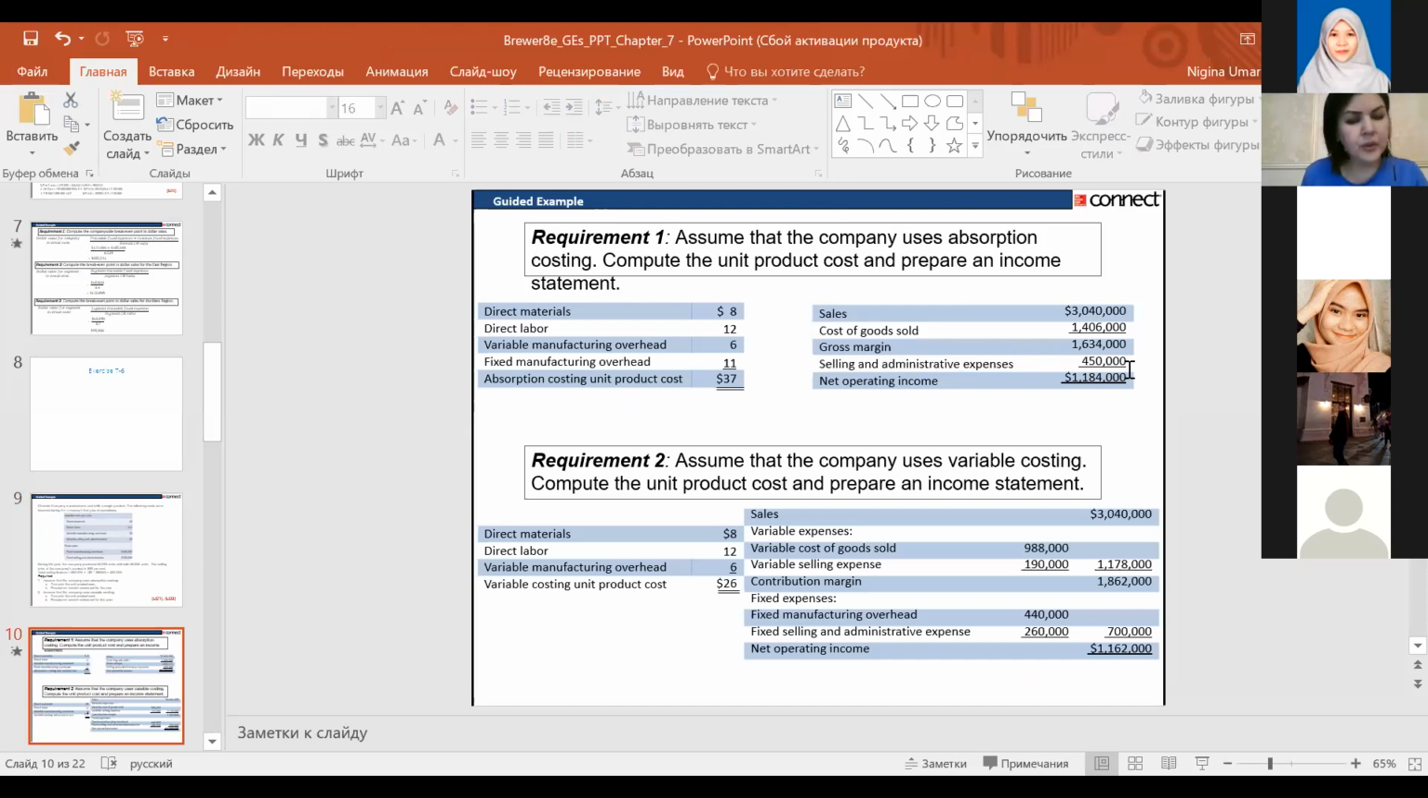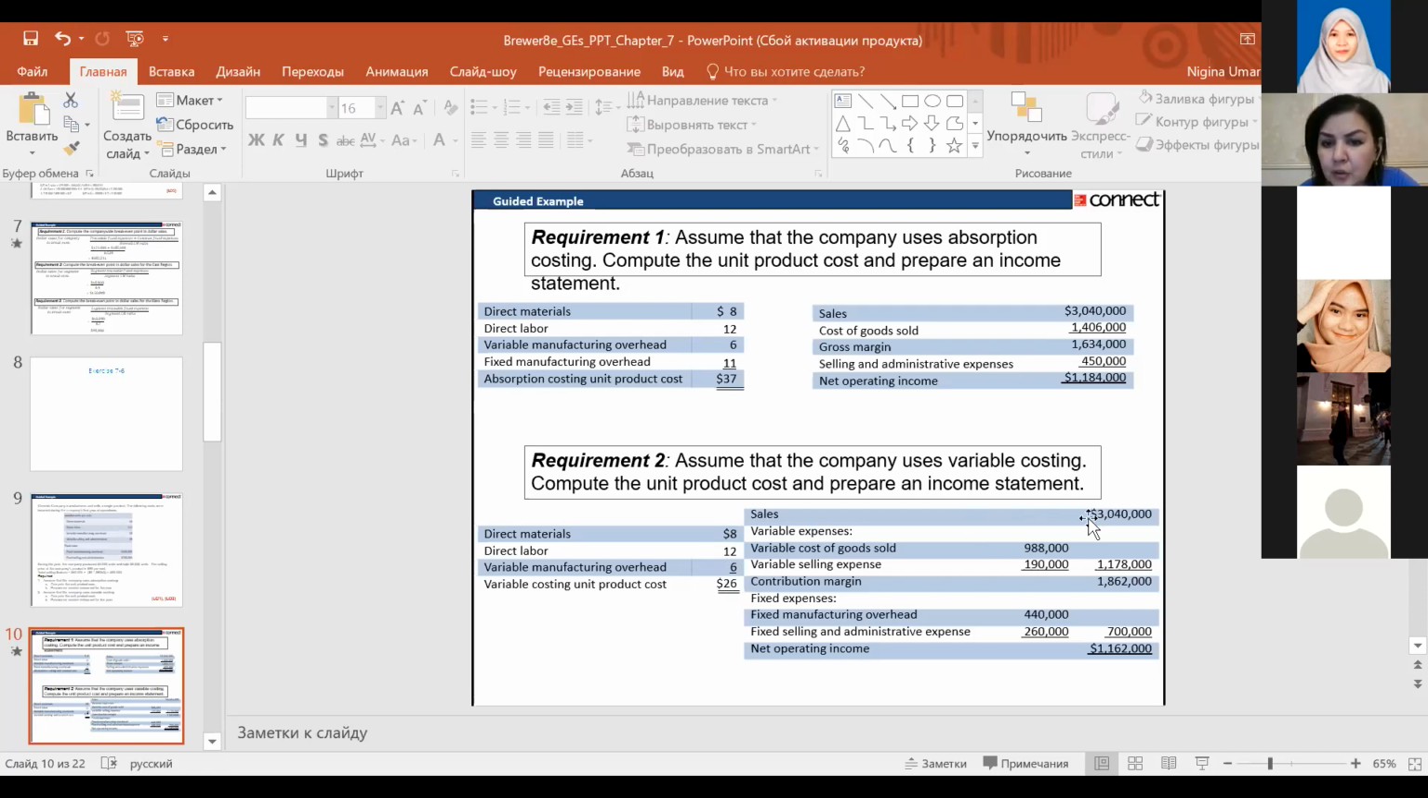And you see in absorption costing, selling and administrative here totals 450, because we do not divide into variable and fixed parts in absorption costing. We just subtract the total amount, 450 selling and administrative, and we arrive at net operating income. Okay, using variable costing, what is the unit cost? Direct material plus direct labor plus variable manufacturing overhead. It equals variable cost per unit, 26.